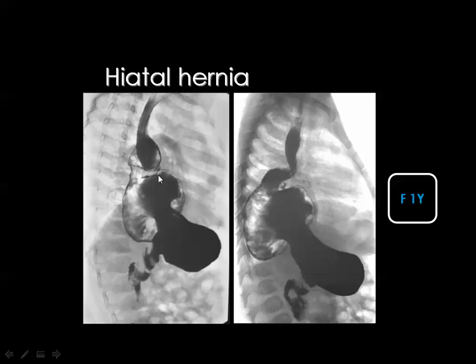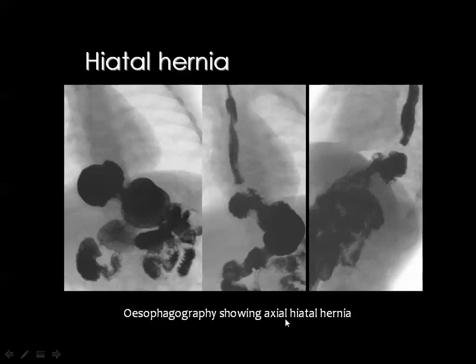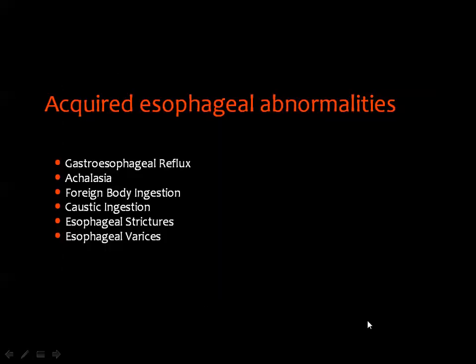And this is an example of a sliding hiatus hernia. And you see the gastroesophageal junction and part of the fundus of the stomach are located above the diaphragm. And this is also another example of sliding hiatus hernia. The gastroesophageal junction as well as part of the stomach are seen above the diaphragm.